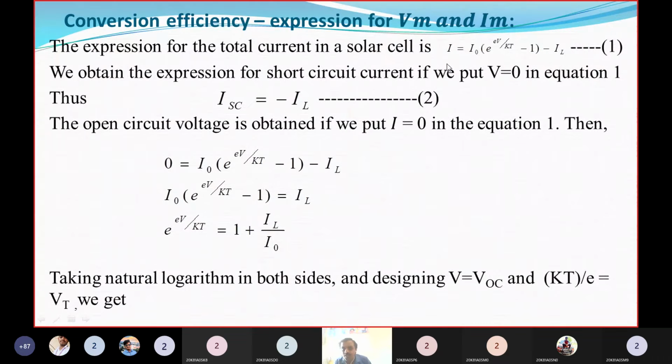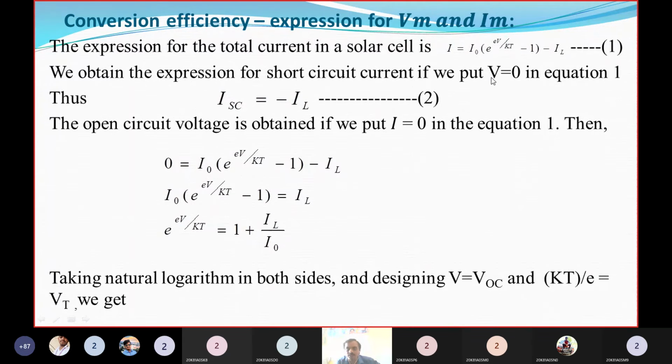Now we are calculating ISC and VOC by using different conditions. First we obtain the expression for short circuit current. How do we measure it? We put the voltage equal to zero. If the voltage becomes zero, the maximum current passing through the circuit is called the short circuit current.